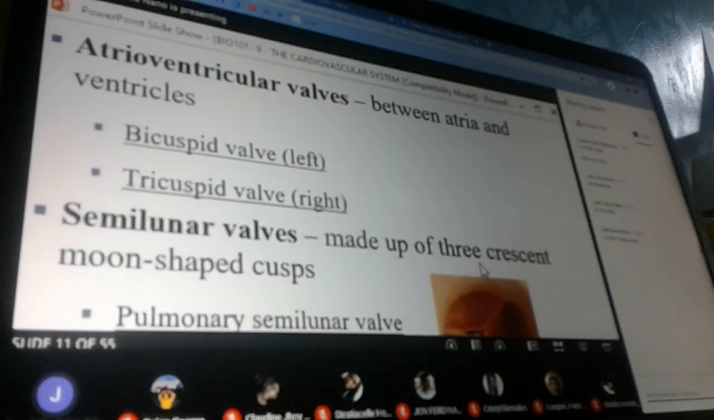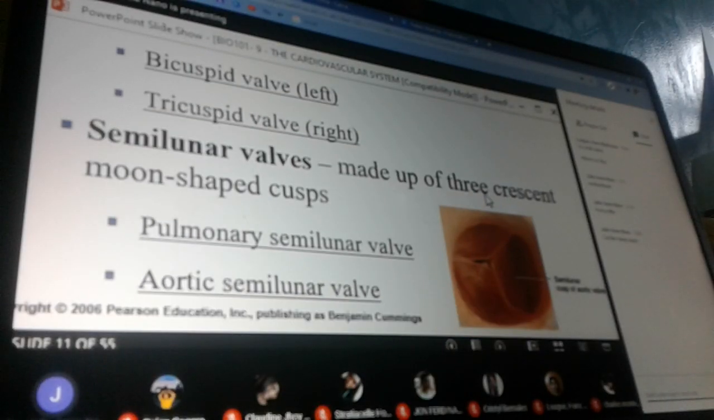So next naman, we have the semilunar valve. So kaya siya tinawag na semilunar valves class because they are made up of three crescent moon-shaped cups. Ito yun siya. So ito yung example ng ating crescent moon-shaped cups. So, parang siyang crescent moon. 1, 2, 3. So, parang siyang cup class.